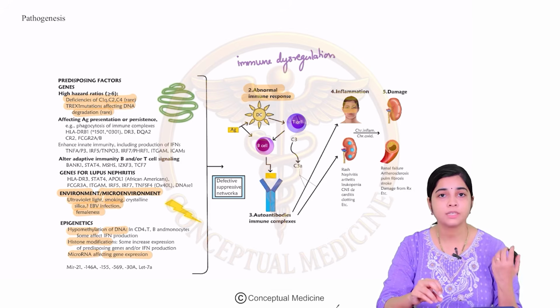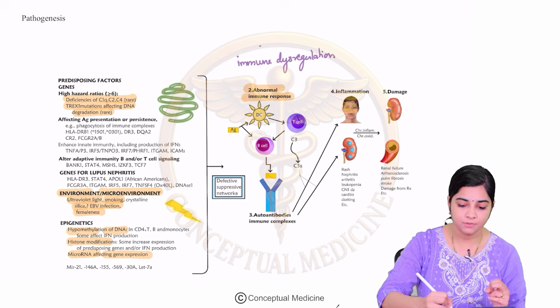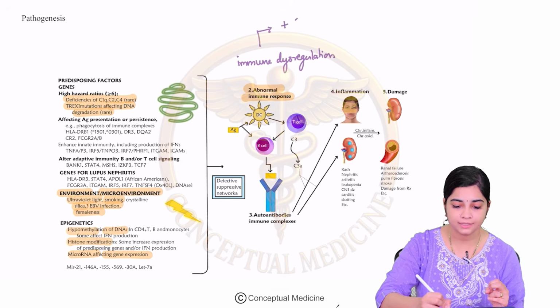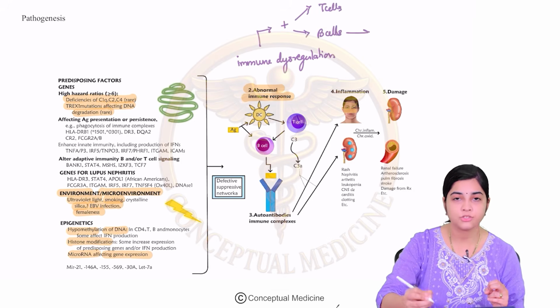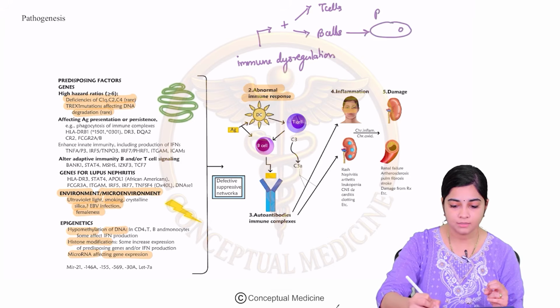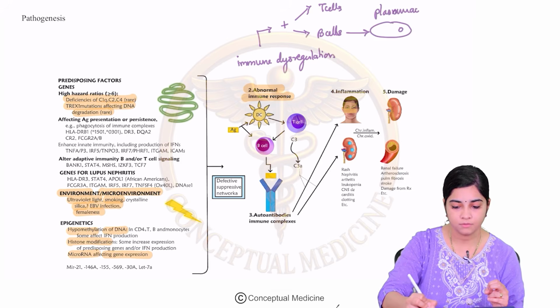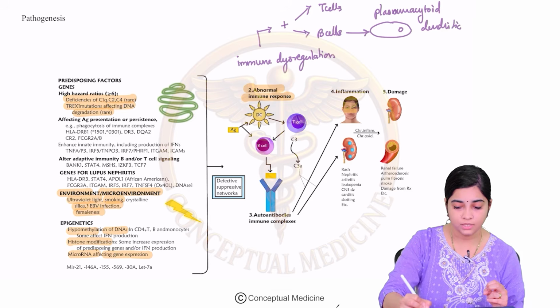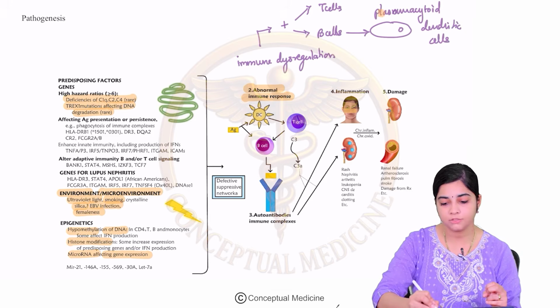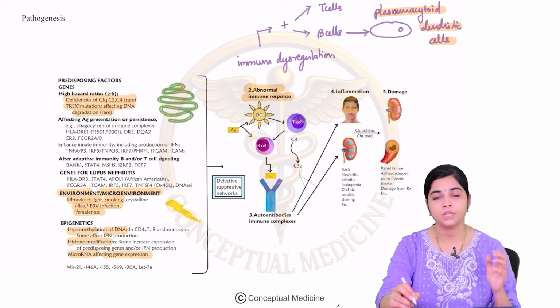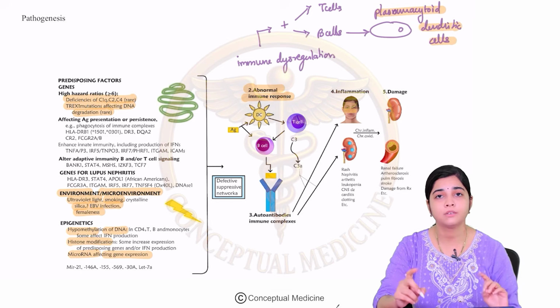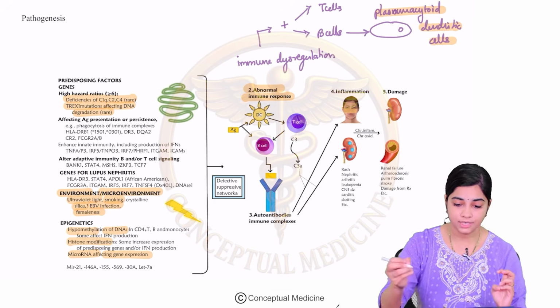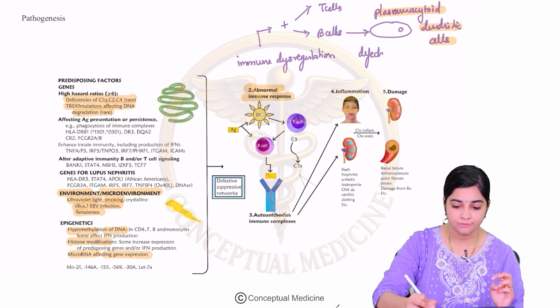Okay, fine. So there is an immune dysregulation, and this immune dysregulation results in excessive activation of B cells and T cells. These B cells mature into something called plasmacytoid dendritic cells. The next important word that you have to remember is plasmacytoid dendritic cells. So immune dysregulation results in excessive formation of these plasmacytoid dendritic cells. This results in defective apoptosis.